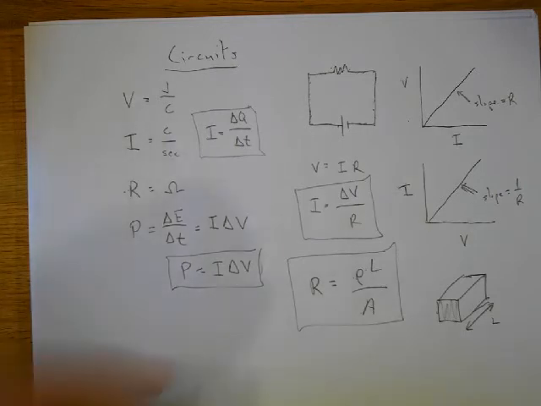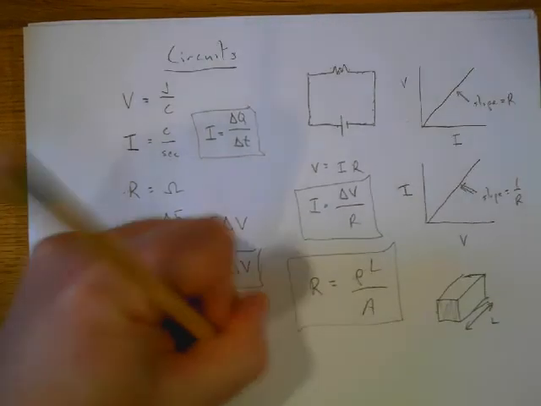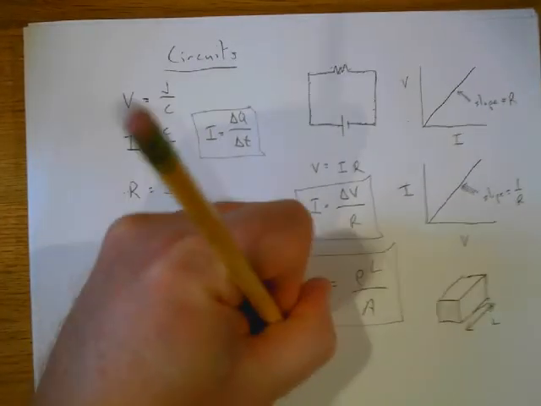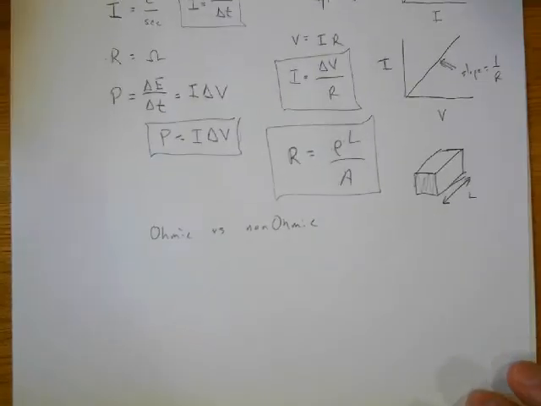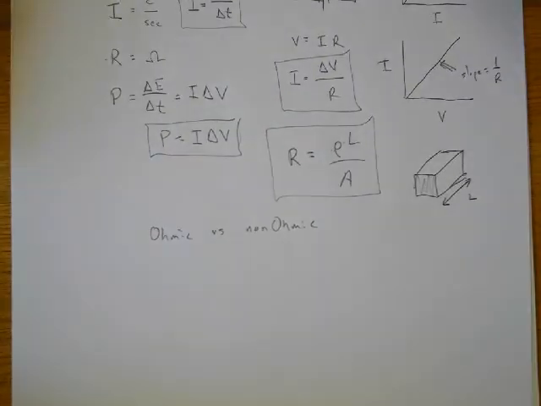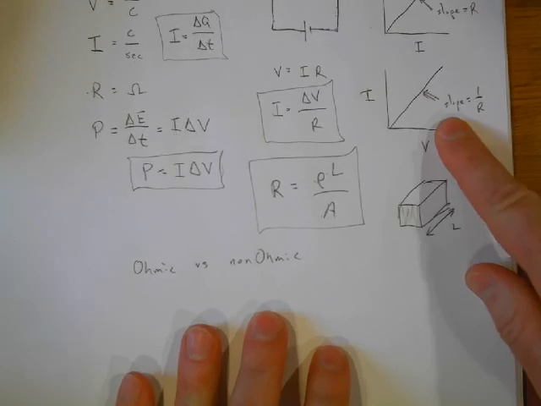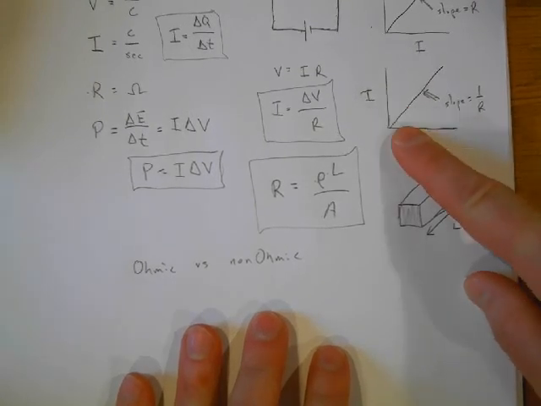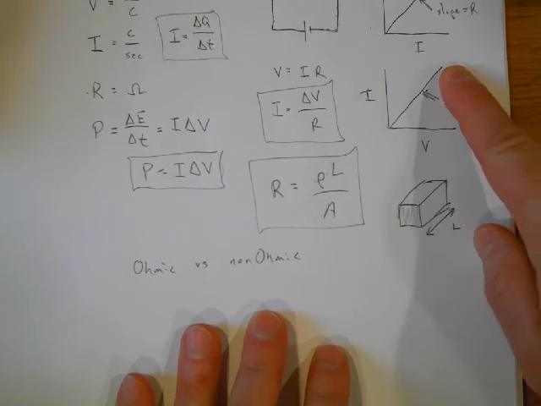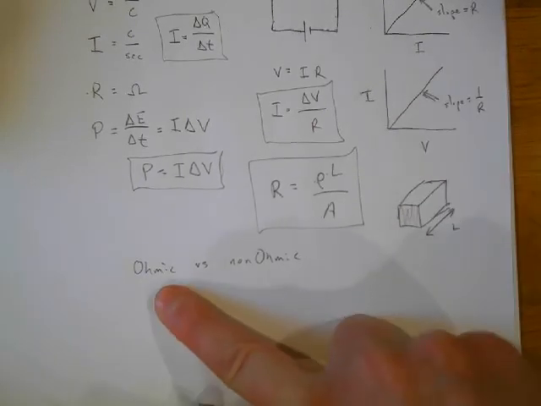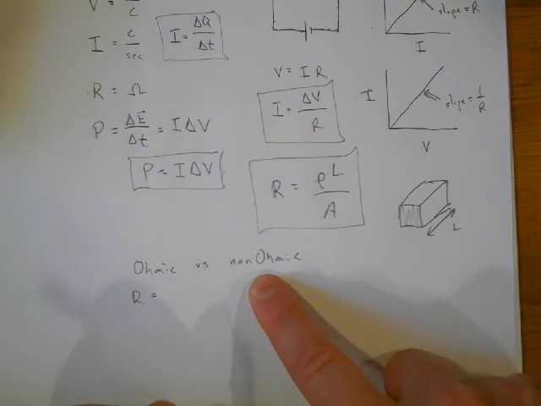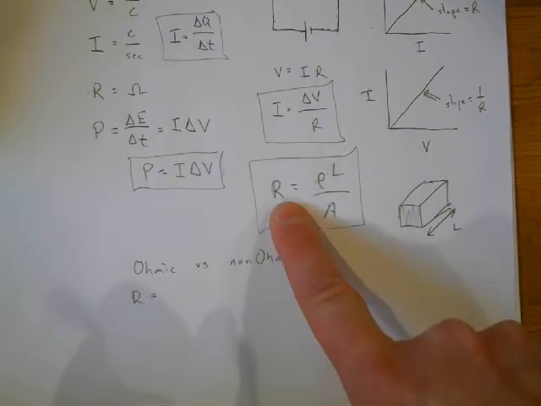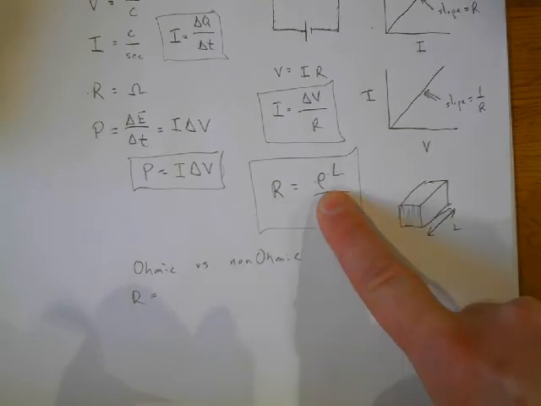All right, we talked about ohmic versus non-ohmic, which kind of goes along with what we were just talking about. If you graphed this, this graph up here would be for an ohmic resistor, that as I increase my current, my resistance is staying the same. So that would be an ohmic resistor. So ohmic means that R stays the same. A non-ohmic resistor is one where the resistance changes.